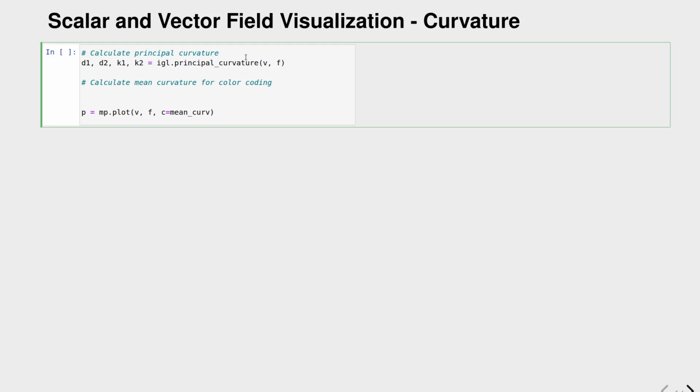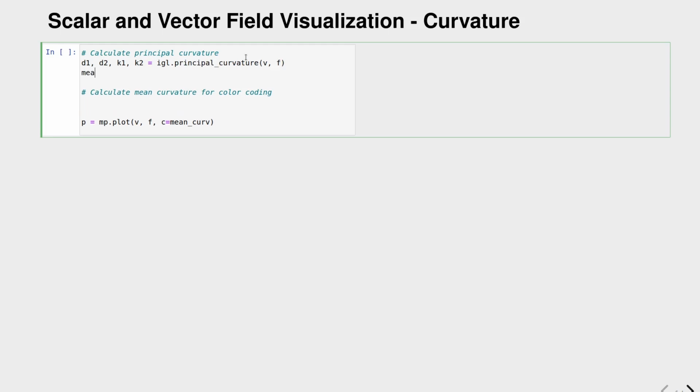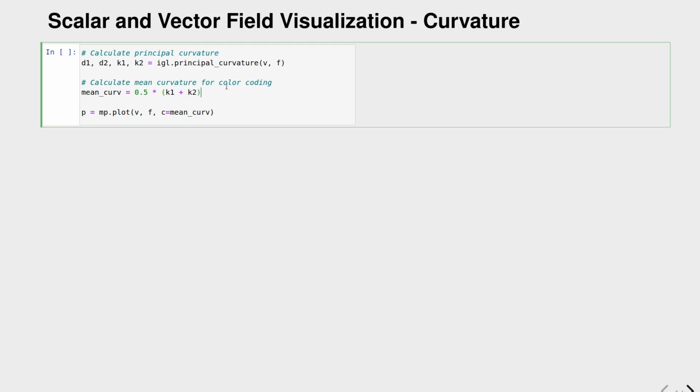Okay. From this we can calculate the mean curvature. So the mean curvature is just the arithmetic mean of the principal curvatures, which means we just take 0.5 times K1 plus K2, and we have these mean curvature values, which basically tells us how much curved the geometry is at each vertex. Let me quickly move this down here to not confuse you too much. So we calculate the mean curvature and we use this as color coding. Let's see how this looks.